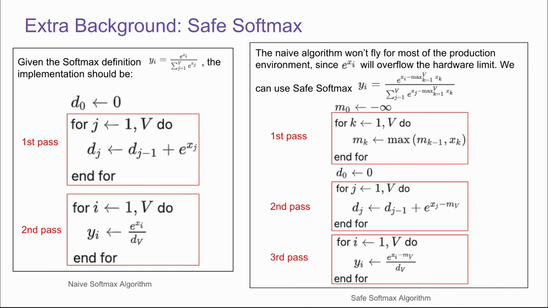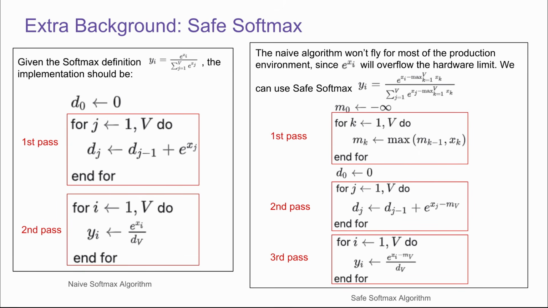So instead of doing 2 passes, we have to do 3 passes. The first pass is we want to calculate the maximum value. And in the second pass, we want to calculate the denominator. And in the third pass, we calculate the softmax for each position. This is called the safe softmax algorithm.